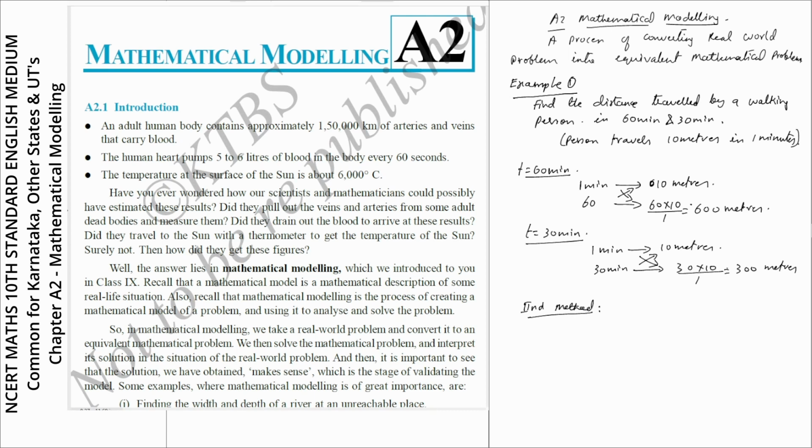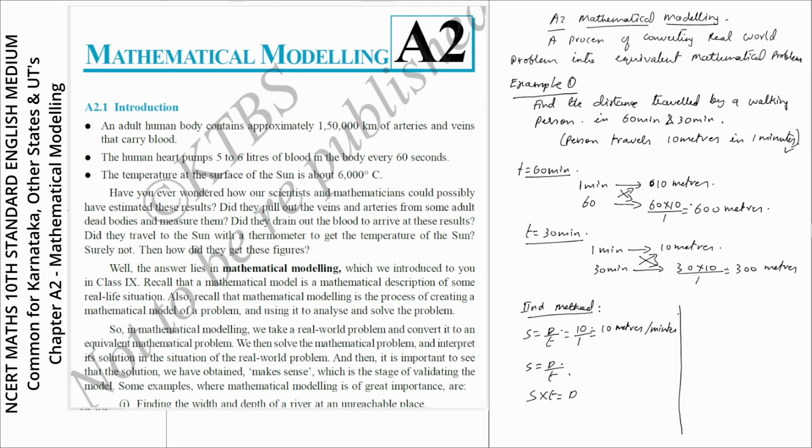Same problem I'll solve using another method. Here I'll use the formula speed is equal to distance traveled by time taken. Given that the person travels 10 meters in 1 minute, it's given in the question itself, so his speed will be 10 meters divided by 1 minute, so this gives 10 meters per minute. That is the speed of the person. Also speed is equal to distance traveled by time.